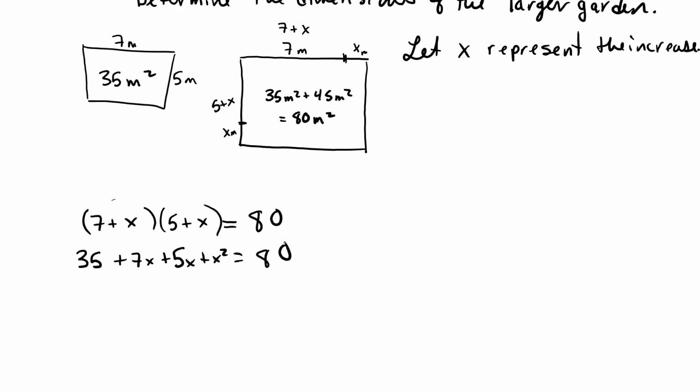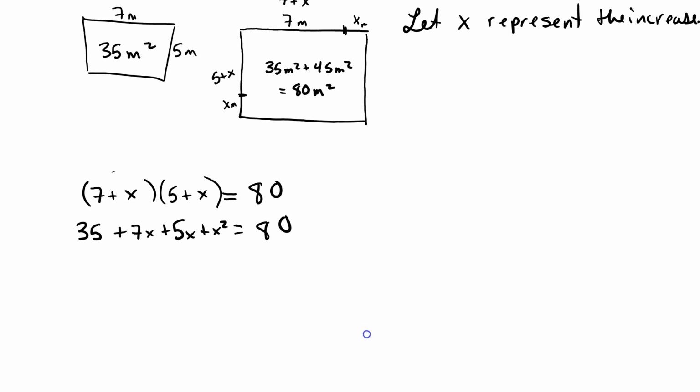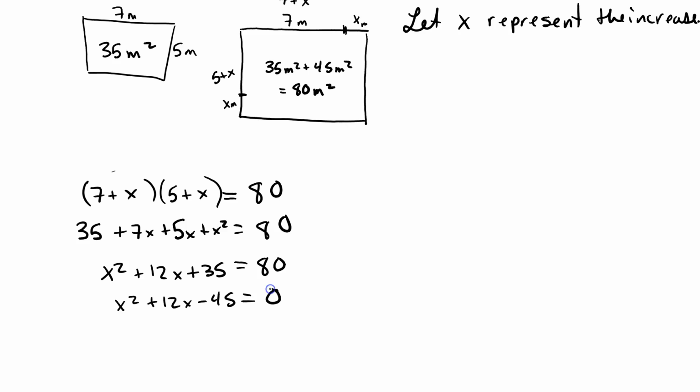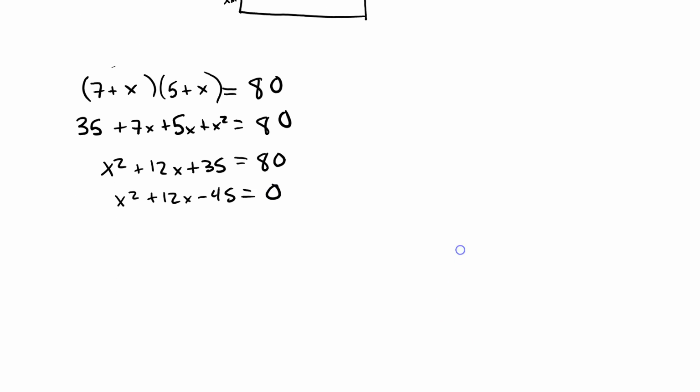And I'm going to do a little fancy footwork and do a few steps here at once. So x squared plus 12x plus 35 equals 80. x squared plus 12x minus 45 equals 0. So now we've got to come up with two numbers that multiply out to negative 45 and add up to 12.